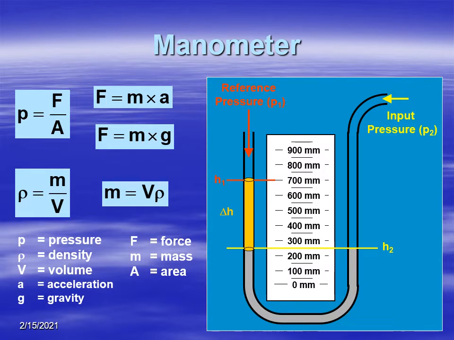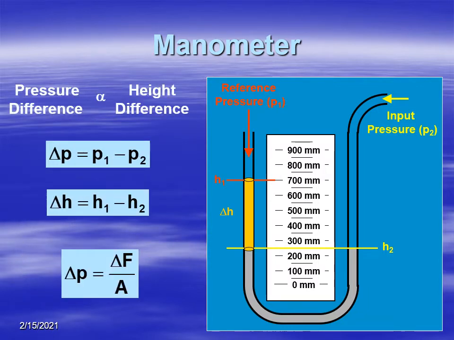To figure out the mass of the mercury, we can't take the mercury out and weigh it. What we do instead is use volume and density. Density is equal to mass divided by volume, or mass per unit volume. We can rearrange that equation to get mass equals the volume times the density, the density of mercury.